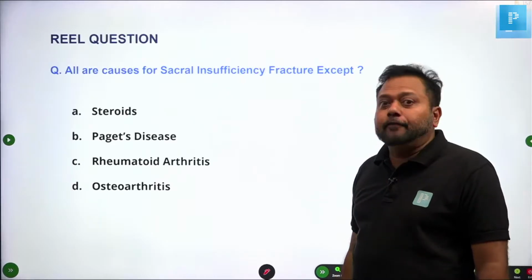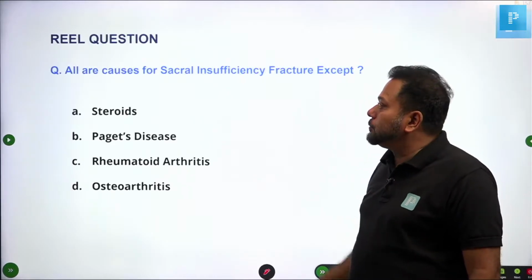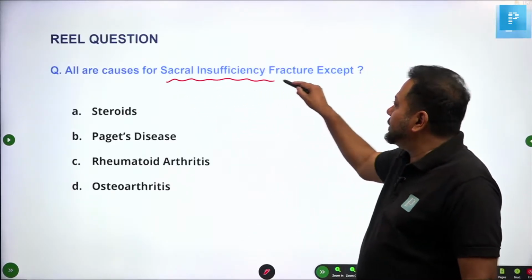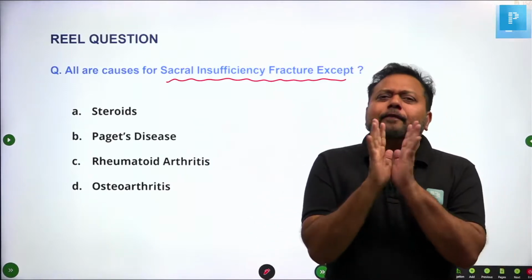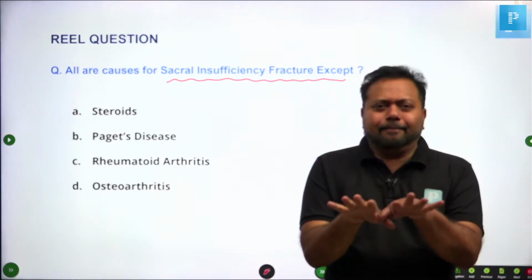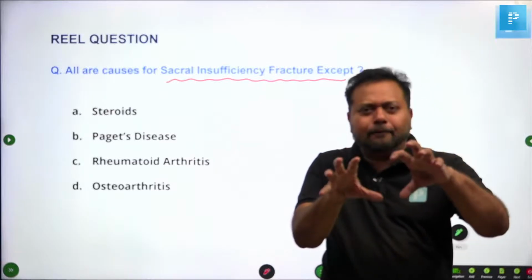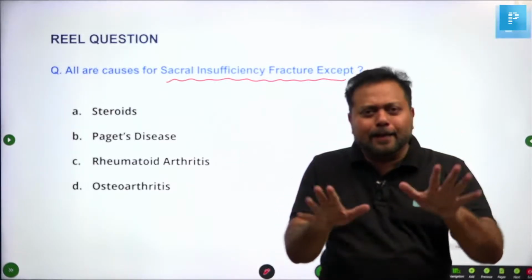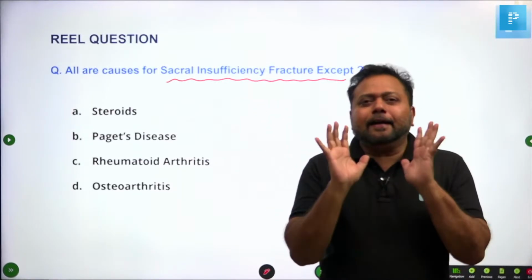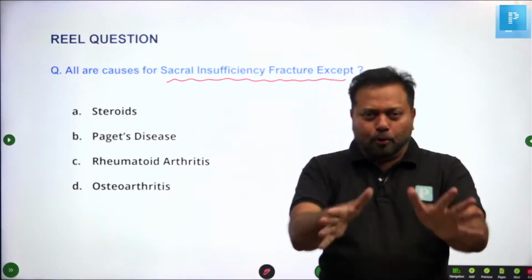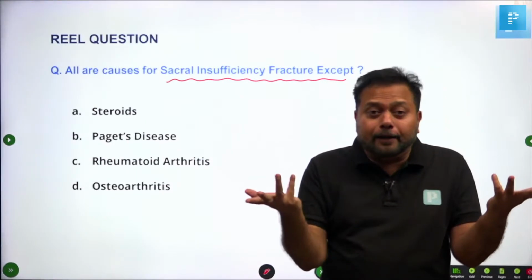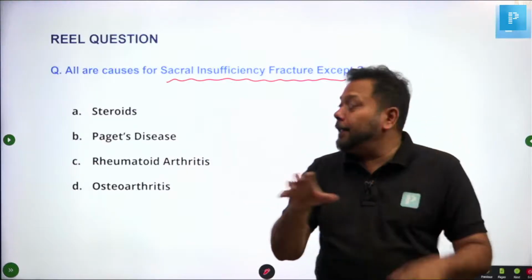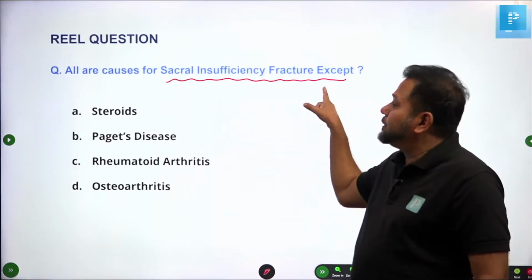Framed MCQ. All are causes for sacral insufficiency fracture except. See, this topic again is a very favorite topic of this INI-CET. I don't know, certain topics get fixed. They will ask the same question again and again. You should know this sacral insufficiency fracture. One question will come either in NEET or INI-CET, that we can't guarantee, but it's a very favorite area. All are causes for sacral insufficiency fracture except.